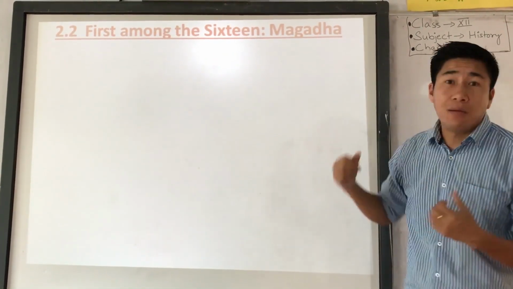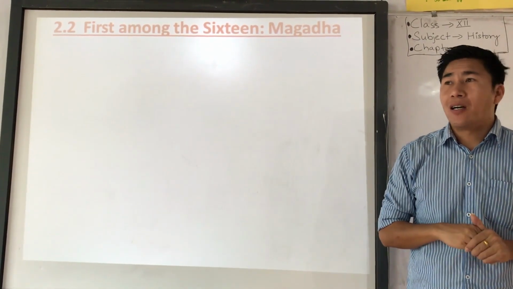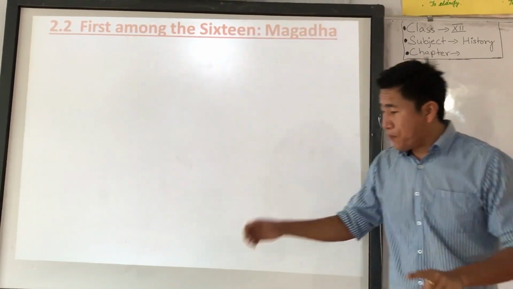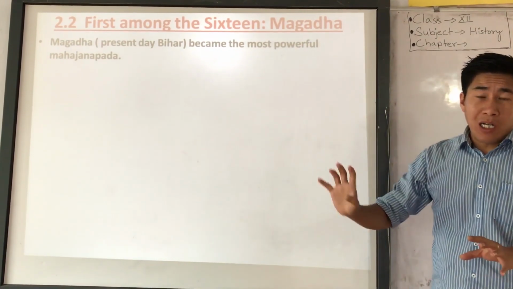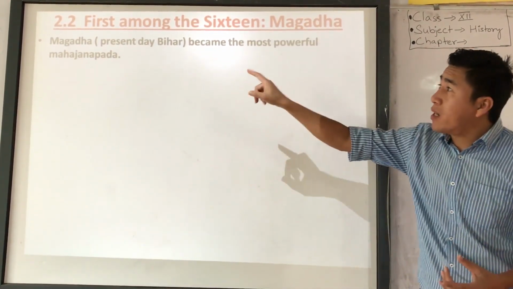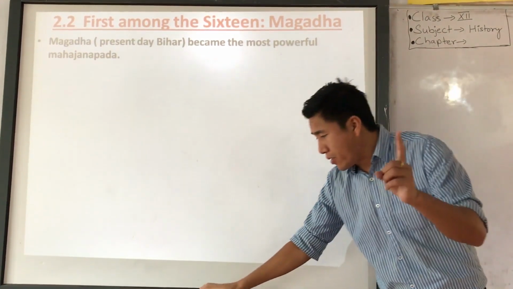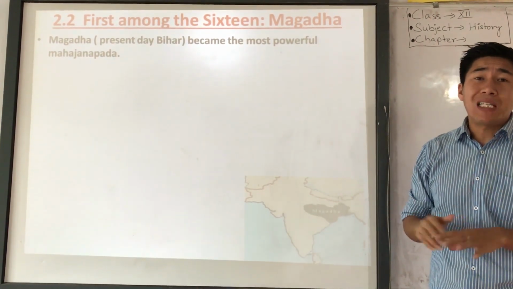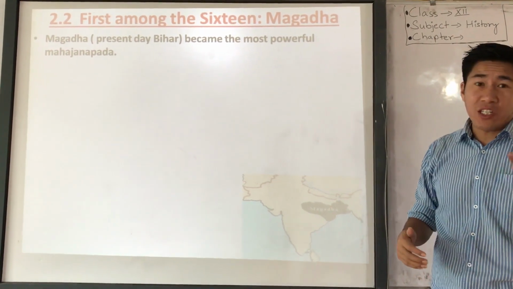So of course it's Magadha, present day Bihar, and the capital city is Rajgir, right? And later on we shifted to Patliputra. Now see why this is called most powerful, we are going to discuss here. Magadha, present day Bihar, became the most powerful Mahajanapada because there are some reasons. That is also a kind of question that is mostly asked in the exam, so you need to pay a little bit of attention here.